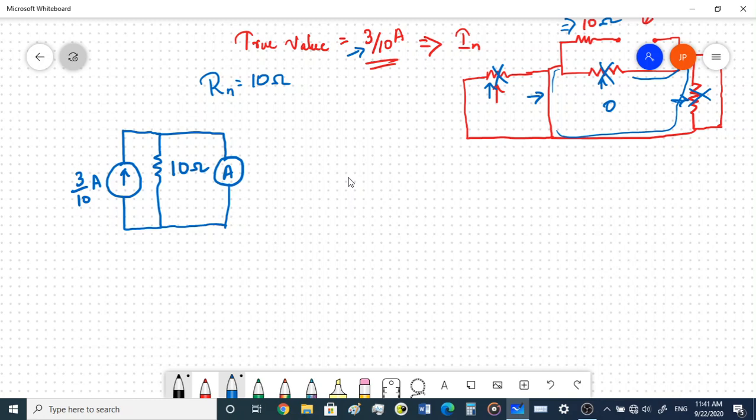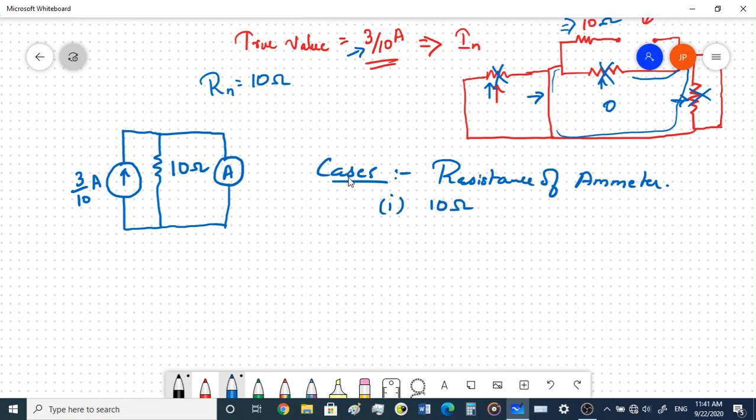Now let's say we'll take a few cases for this ammeter. Let's say the internal resistance of the ammeter. Let's say we'll take 3 cases. Let's say we can take 10 ohms, 5 ohms.